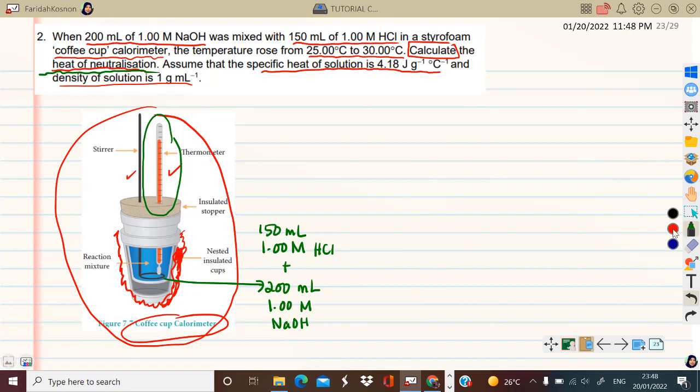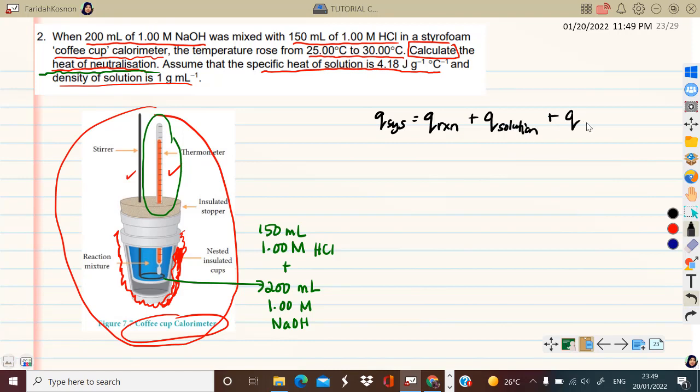Jadi sekarang ni kita bercakap dulu pasal sistem ni. So apakah komponen ataupun heat of the system? So the heat of the system consists of heat which is come from the chemical reaction, heat which is absorbed by the solution. Sorry, sebab kita tak guna water kat sini, kita guna solution.